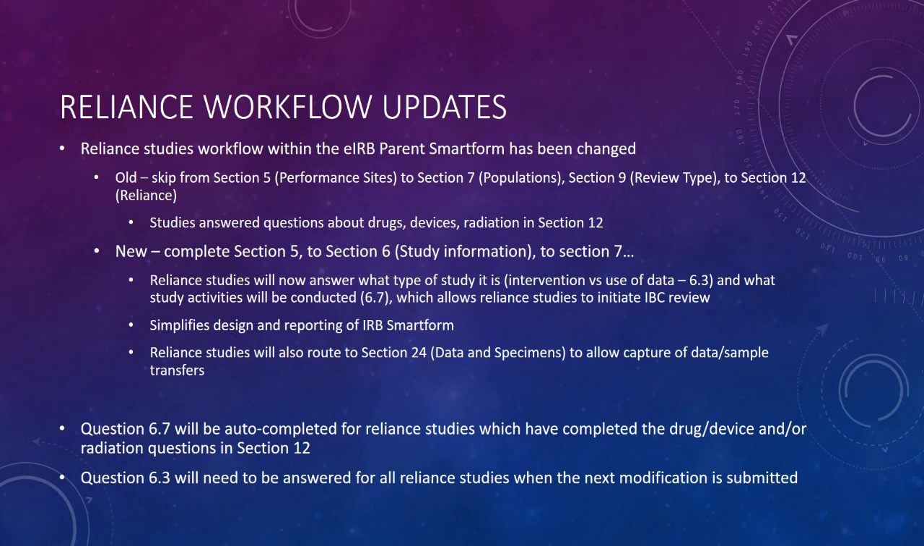Reliance studies will move from section 5 to section 6, complete specific questions in section 6, and then move on to section 7, 9, 12, and throughout the rest of the smart form. What that means is that Reliance studies will now answer questions 6.3, 6.7, 6.15, and 6.17 as applicable. This allows us to capture the study intervention or use of data. In 6.3, we'll see a quick snapshot of that in a second. It also captures what type of study activities will be conducted, which allows Reliance studies to initiate IBC review.